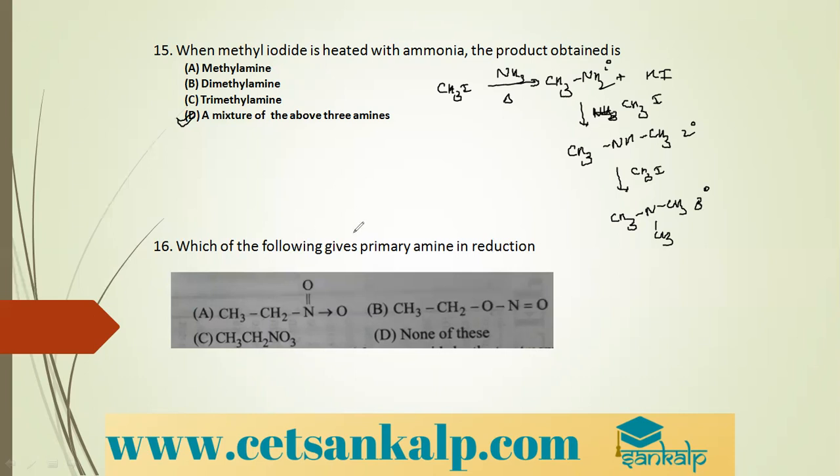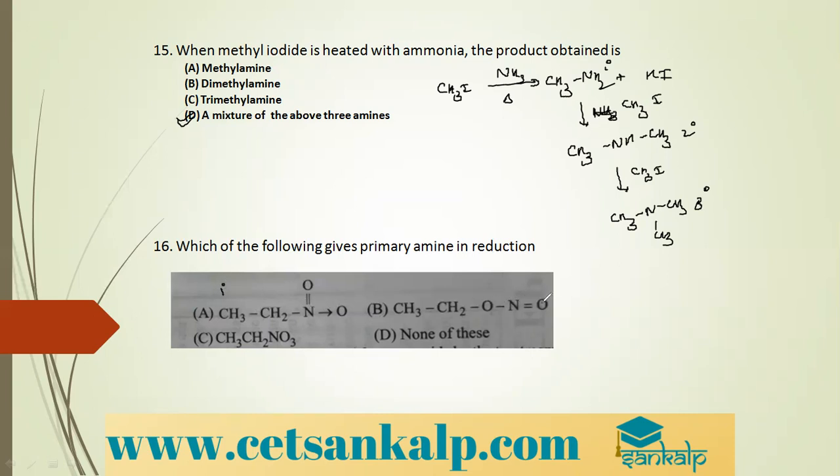Which of the following gives primary amine in reduction? Again, primary amine in reduction. NO2 is there, so here nitrogen is the attacking part. Therefore, these two oxygens go out and I'll get NH2 here. Correct? So I'll get primary amine here.